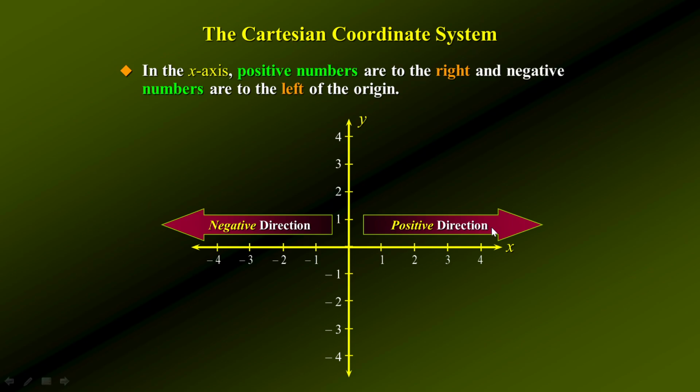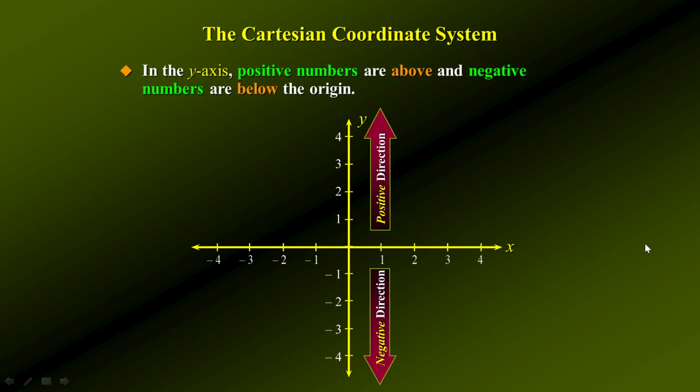In the x-axis, itong nakahiga, positive numbers are to the right, papunta dito. And negative naman ay papuntang left. So, from the origin po yan. To the right, positive numbers. To the left, negative numbers. And sa y-axis naman, positive numbers are above, papunta sa itaas. And negative numbers are below the origin, which is ito.